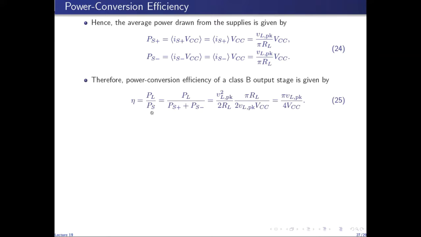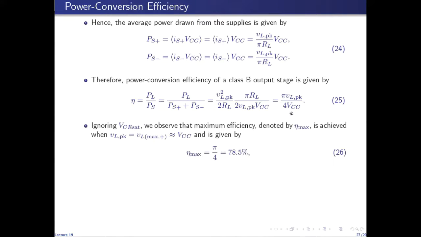So the total power drawn from the supply is the sum of these two. And we divide PL, which is the average power delivered to the load, by the sum of these two. Cancelling VL and the other common terms, we get pi times VL peak divided by 4 VCC as the expression for the power conversion efficiency of the class B output stage.